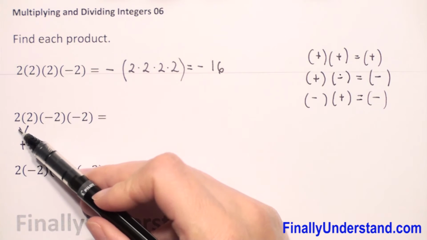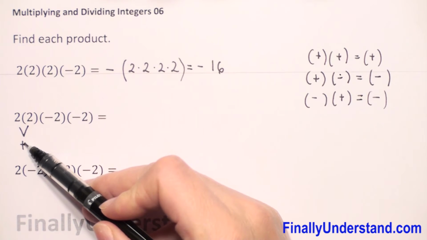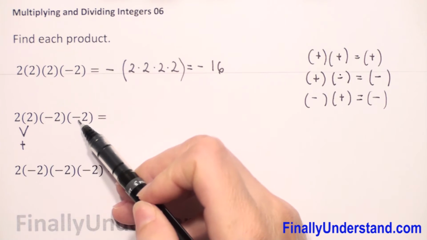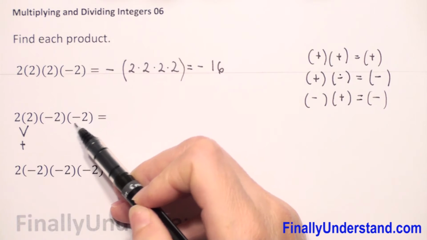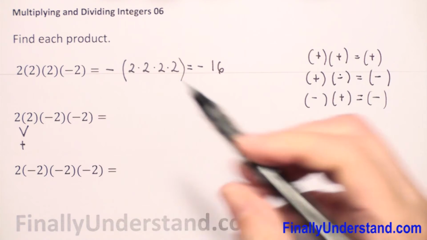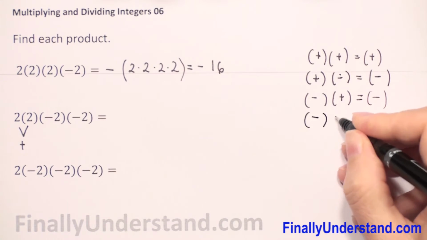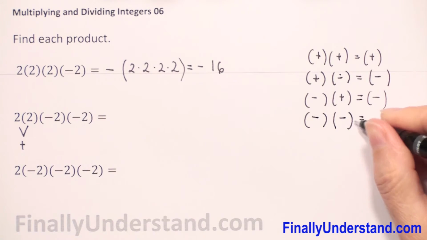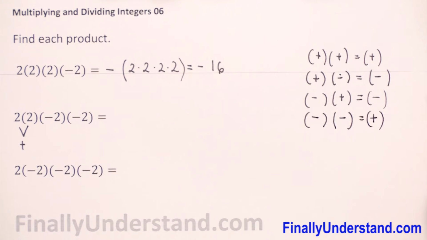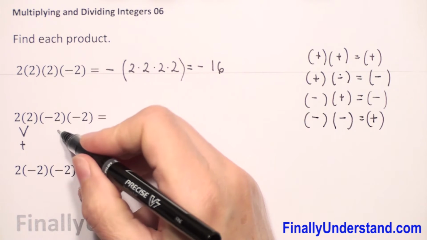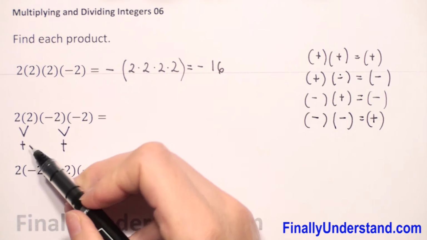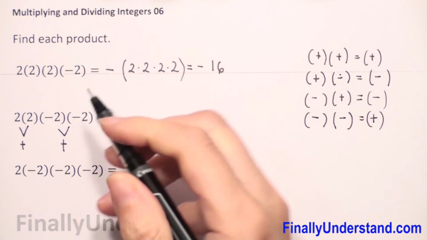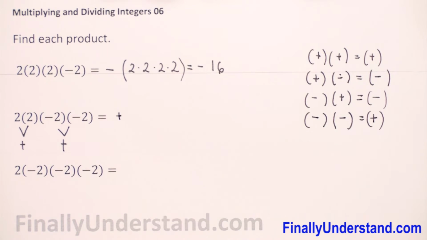So I can multiply first 2 times 2, which gives me positive. And now I also multiply negative 2 times negative 2. Negative and negative always give me positive. With two negative signs, when we multiply, they give me a positive sign. So negative times negative gives me positive. And now I have a positive number times positive. Positive times positive gives me a positive answer.